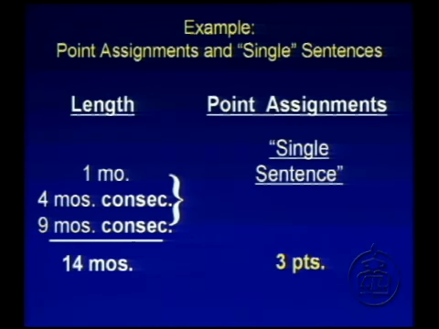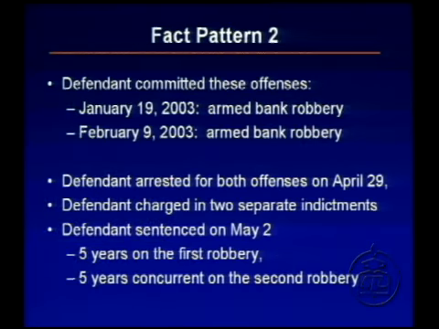Now, Krista, let's go ahead and look at fact pattern number 2 to further examine this analysis of multiple prior sentences. In this fact pattern, we have a defendant who's committed 2 prior robbery offenses, both armed bank robbery, one in January of 2003 and the second in February of 2003. Now, the defendant's arrested for both of these robberies on April 29th. The defendant is charged in 2 separate indictments, but sentenced on the same day, on May 2nd. The court imposes 5 years on the first robbery and 5 years to run concurrently on the second robbery.